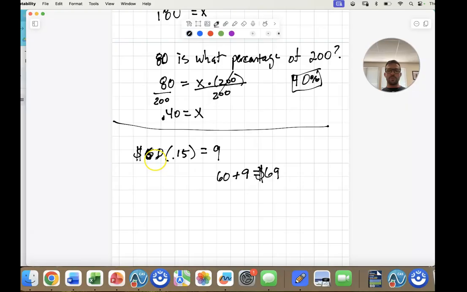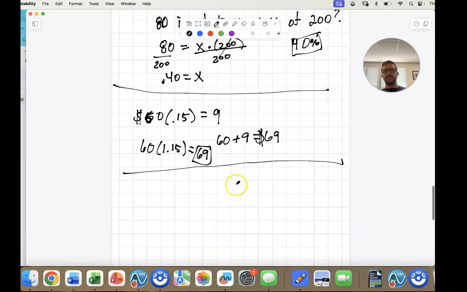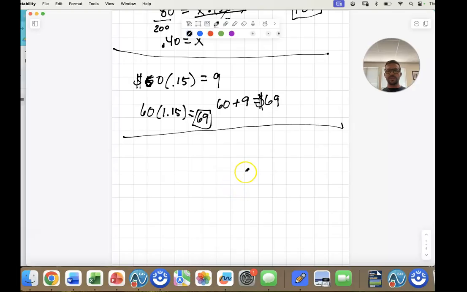Now if you want a quicker route, you can say I have the $60, and I have to pay 100% of that, which is 1, plus the 0.15, the extra 15% I have to leave. That would come out to 69 if you type that in your calculator. So there are two ways to solve for tips, finding a percentage and then adding to it. They could also ask what percentage you are discounting it.